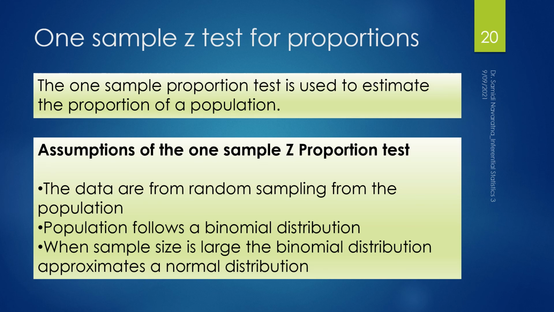Moving on to one sample z-test for proportions. This test is used to estimate the true population proportion. Certain assumptions are made in applying one sample z proportion test, and those are, the data are from random sampling from the population. The second one is population follows a binomial distribution. Third one is when sample size is large, this binomial distribution approximates a normal distribution.